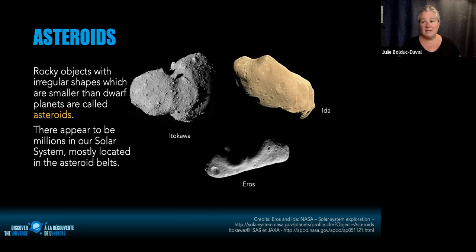There are probably millions in our solar system, mostly located in the asteroid belt. Sorry, not belts, but belt, I'll correct that. You can find some on other orbits as well, but most of them are located in the main asteroid belt between Mars and Jupiter.